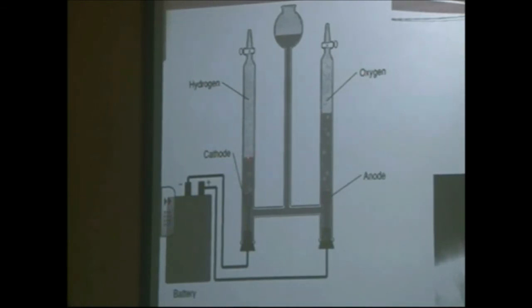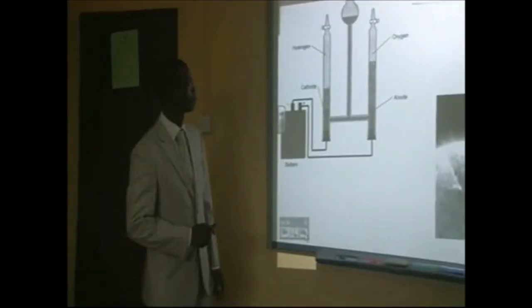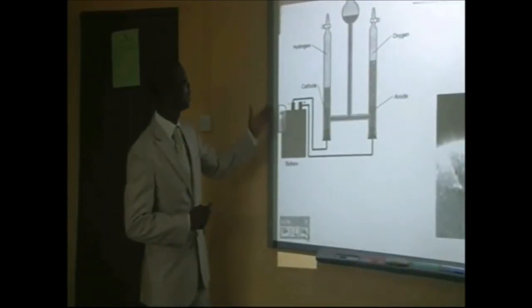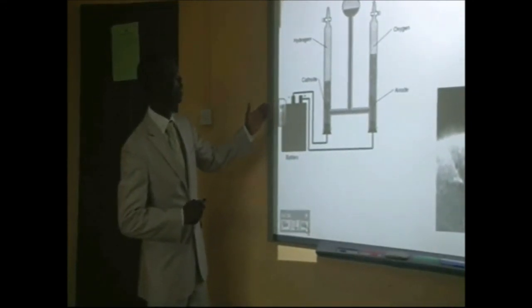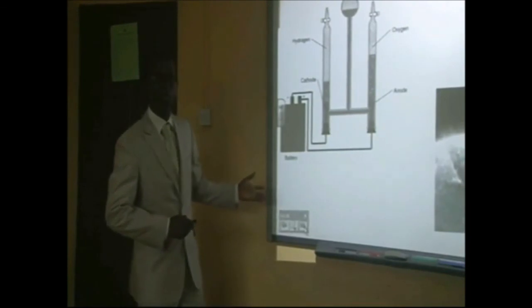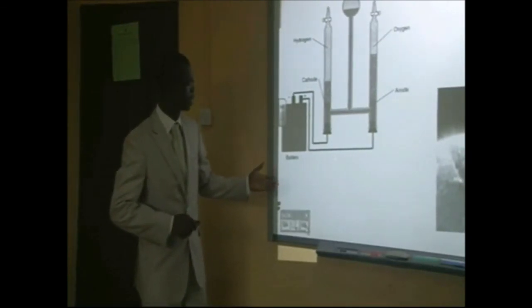But if you check the volume of hydrogen produced here and the volume of oxygen produced, you see that two volumes of hydrogen are produced, one volume of oxygen is produced. The volume of hydrogen here is twice the volume of oxygen. That means the formula of water is... yes, because the volume of hydrogen produced is twice that of oxygen. Two volumes of hydrogen, one volume of oxygen. That's why the formula of water is H2O.